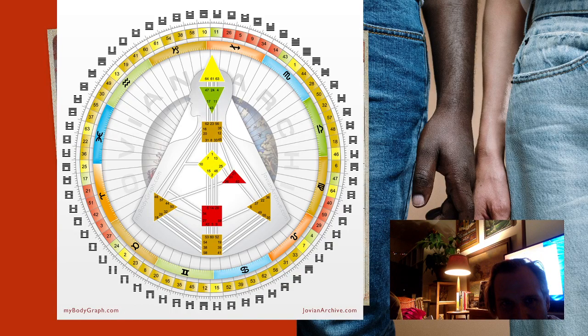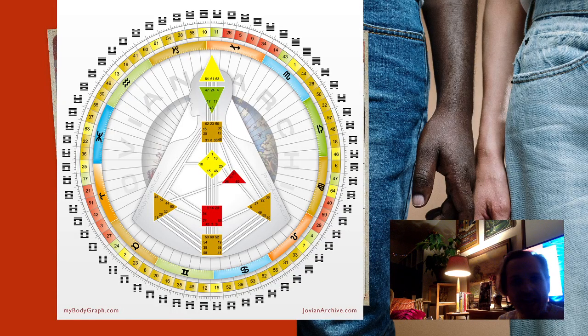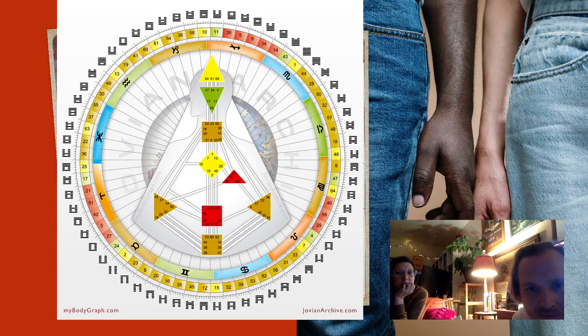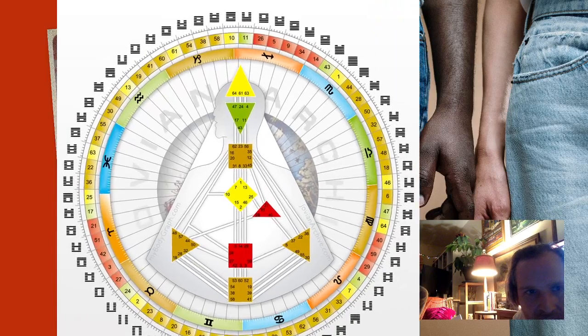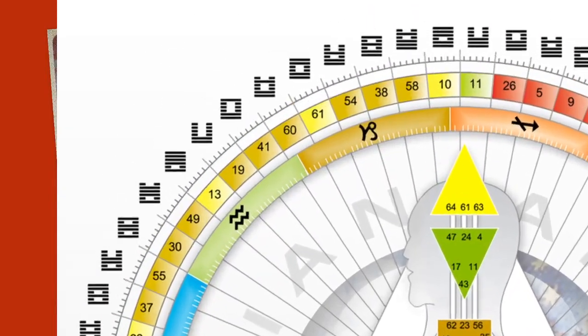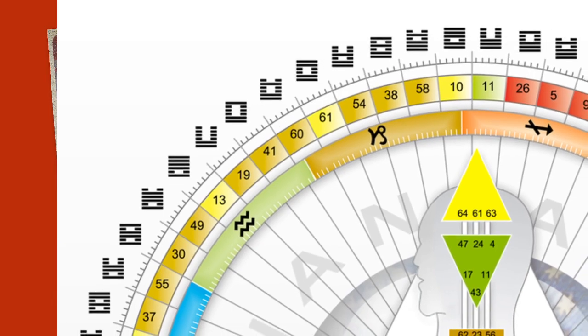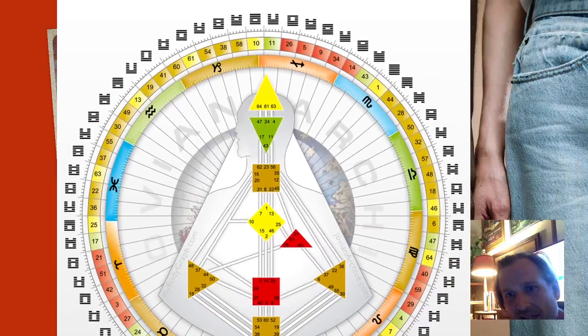Thank you, Jovian. This is the wheel. All of these gates going around, and basically we are right now, I'm going to zoom in a little bit if I can, in gate 41. See gate 41 there, kind of in the middle. That's gate 41. That's where we are in the wheel. I'm going to zoom back out.